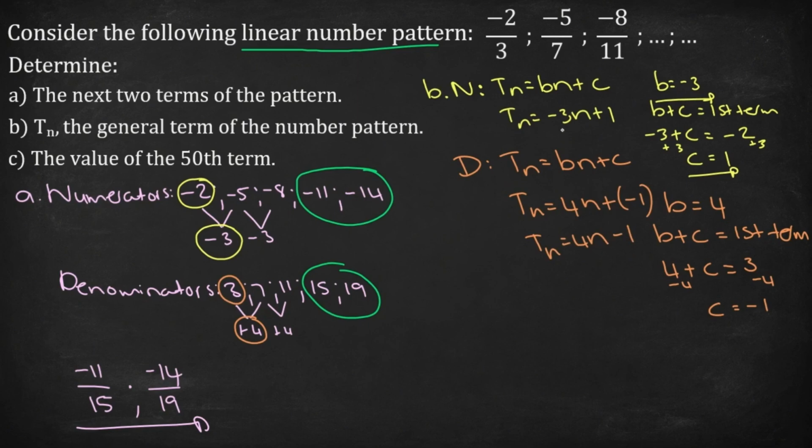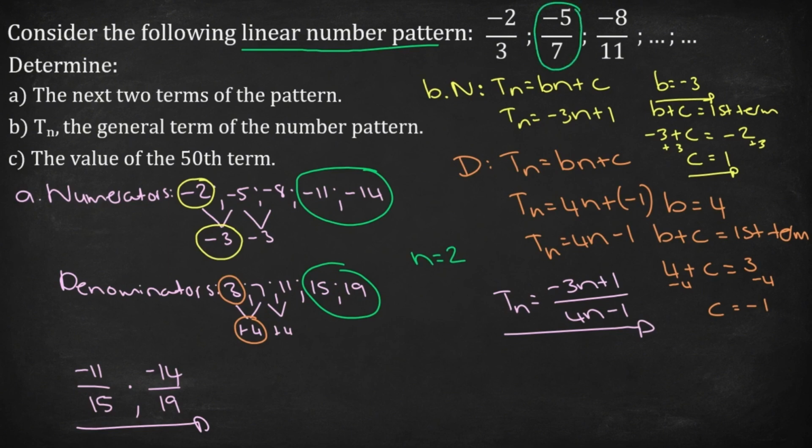Now that we have the general formula for the numerator and the denominator, we can combine them. That means that the answer for B will be Tn equals negative 3n plus 1 over 4n minus 1. If you're wondering whether you've calculated your general term correctly, you can test this. For instance, you can say, okay, let's substitute n equals 2 into this formula. And if you end up with the answer of negative 5 over 7, then you know that you've done it correctly. And yes, if you test it, you will get to this answer. But for the sake of time, I'm not going to do it in this video. Let's move on to part C.